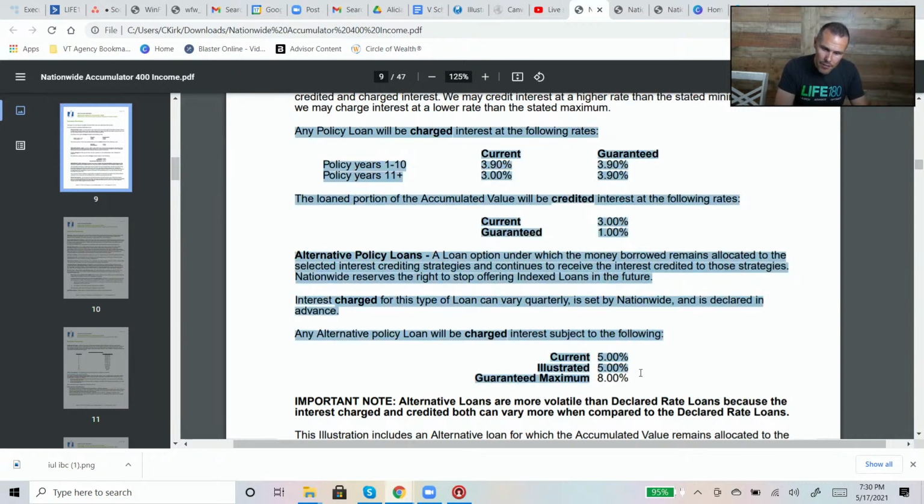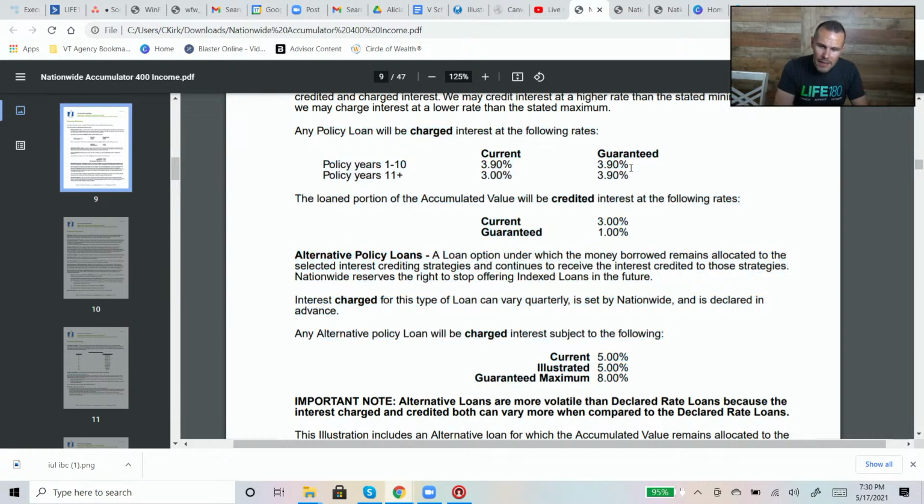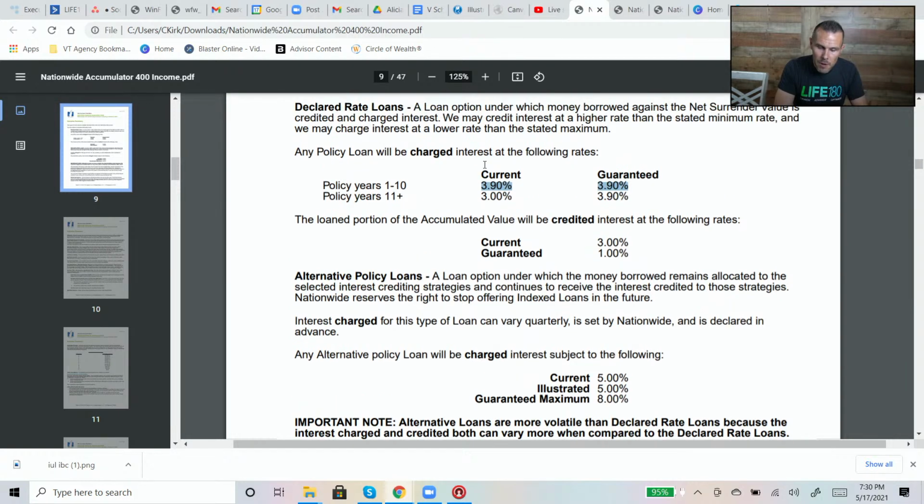These illustrate at the current rates here, right? So policy year 1 through 10, they illustrate at 3.9 if you're doing a policy loan at a fixed policy loan, like a declared rate loan, which is basically a wash loan, right? So policy year 11 plus, they say the current is 3. That means it's illustrating at 3, and it's guaranteed to be 3.9. So I promise you, they're not going to lower it from 3.9 to 3.